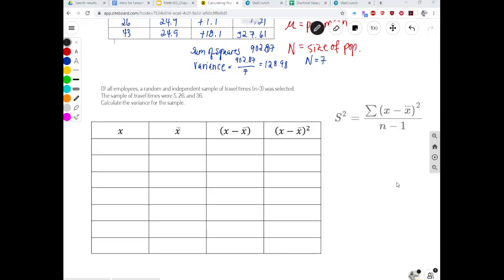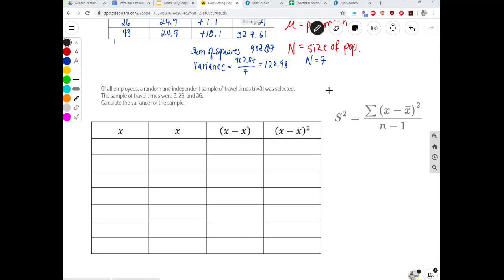So again, here I've gone to Zite Board. Don't forget that this Zite Board link is in the description box below. So here is the problem. Of all employees, a random and independent sample of travel times n equals 3 was selected. The sample of travel times were 5, 26, and 36. Calculate the variance for the sample.